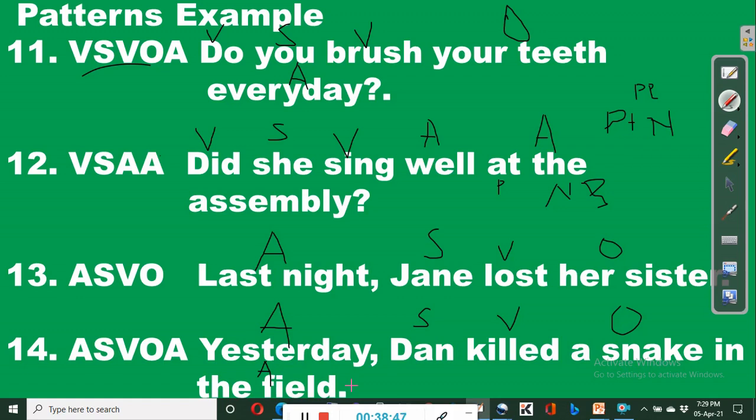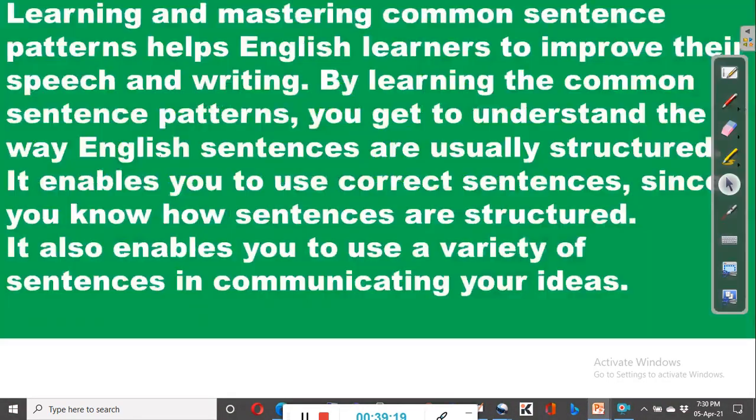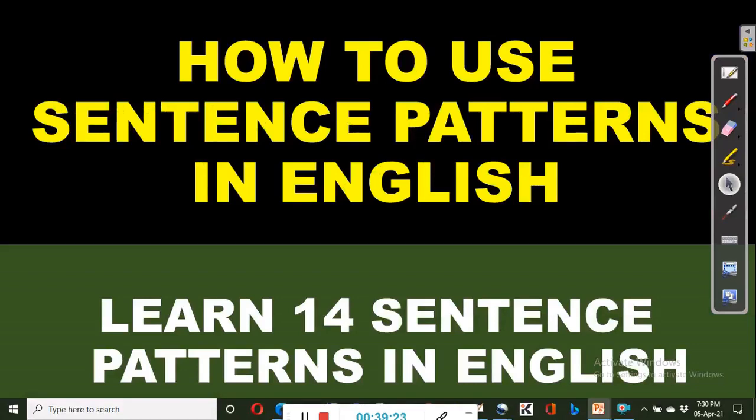All right, so these are the various sentence patterns in English, and learning them, getting to understand how these various types of sentences are structured will improve our English grammar and enable us to communicate in a variety of sentences. So that is exactly how it has been in today's video. We have been looking at how to use sentence patterns in English, and we have been learning 14 sentence patterns in English, how they are structured, how they can be used to communicate our ideas in various ways.